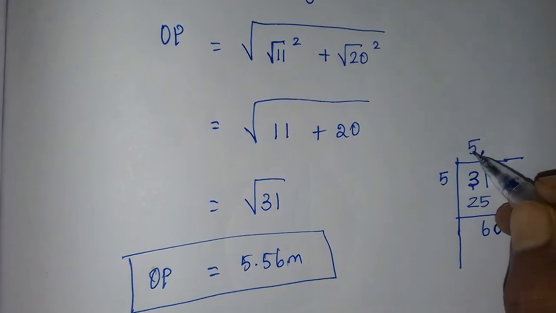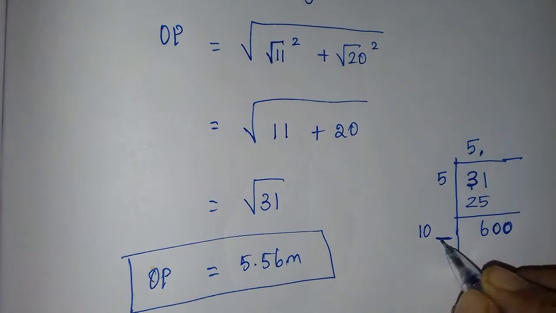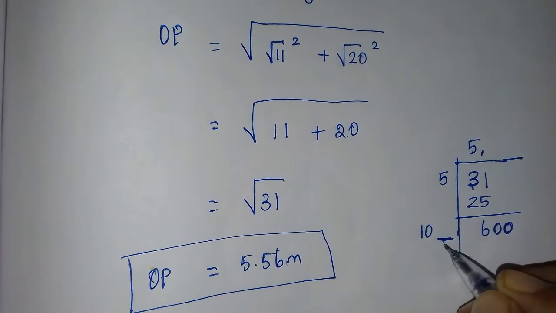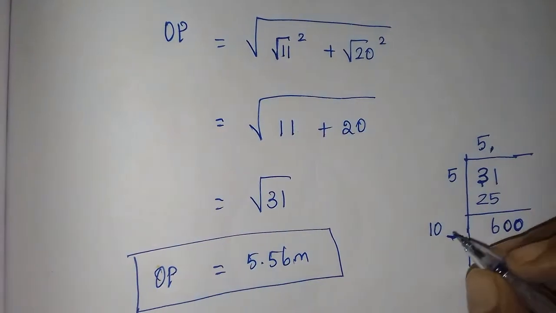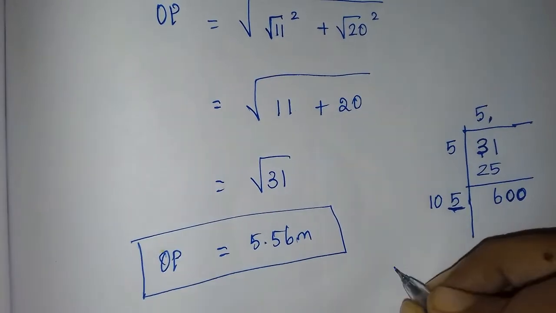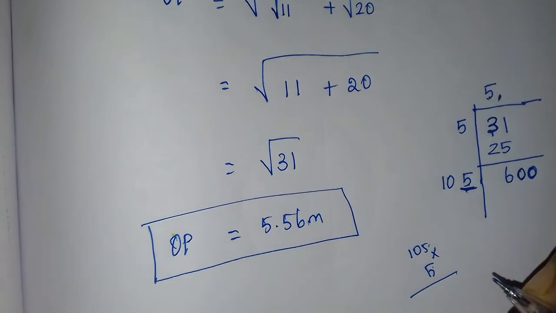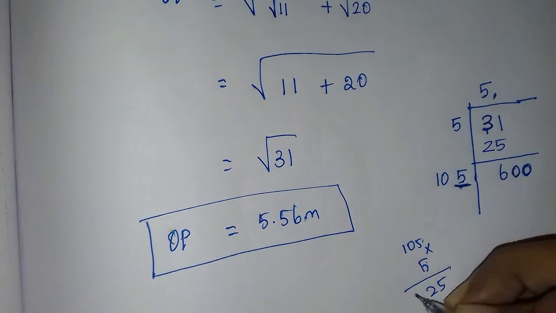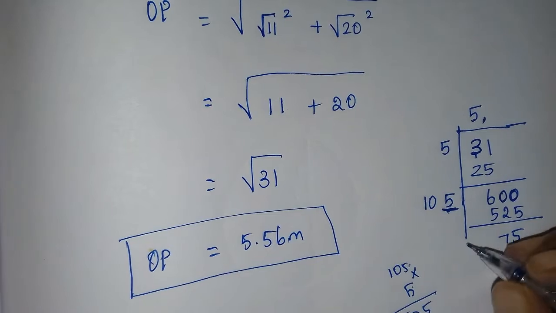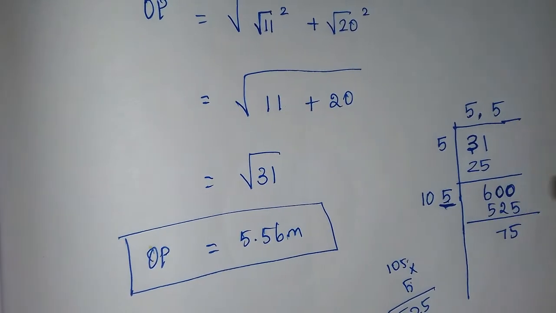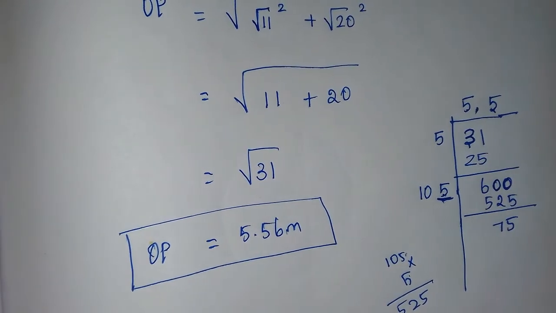Okay. Now 5 2s are 10. You will write the 10 here, and you have to find a value here. With that same value, you have to multiply the whole number. You have to get nearer to 600. Here the nearer value is 5. So how will you write? 105 into 5. You multiply with the same number again. So what will you get? 5 5s are 25, so here 525. You will write here 525. Remaining you will get 75 here. So up you will write 5, because here you put 5. Here also you put that 5. Can you understand? So 5.5 is the answer.